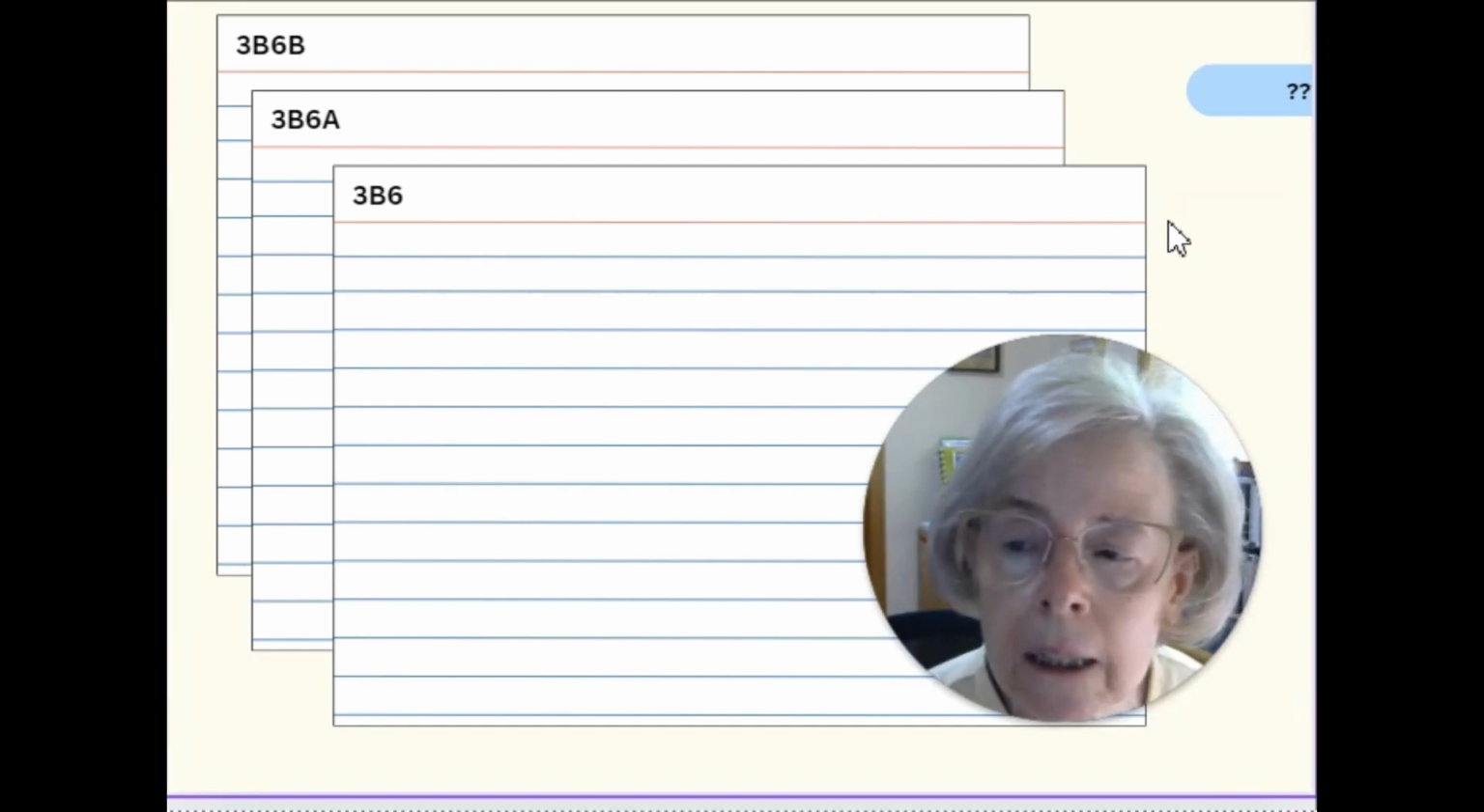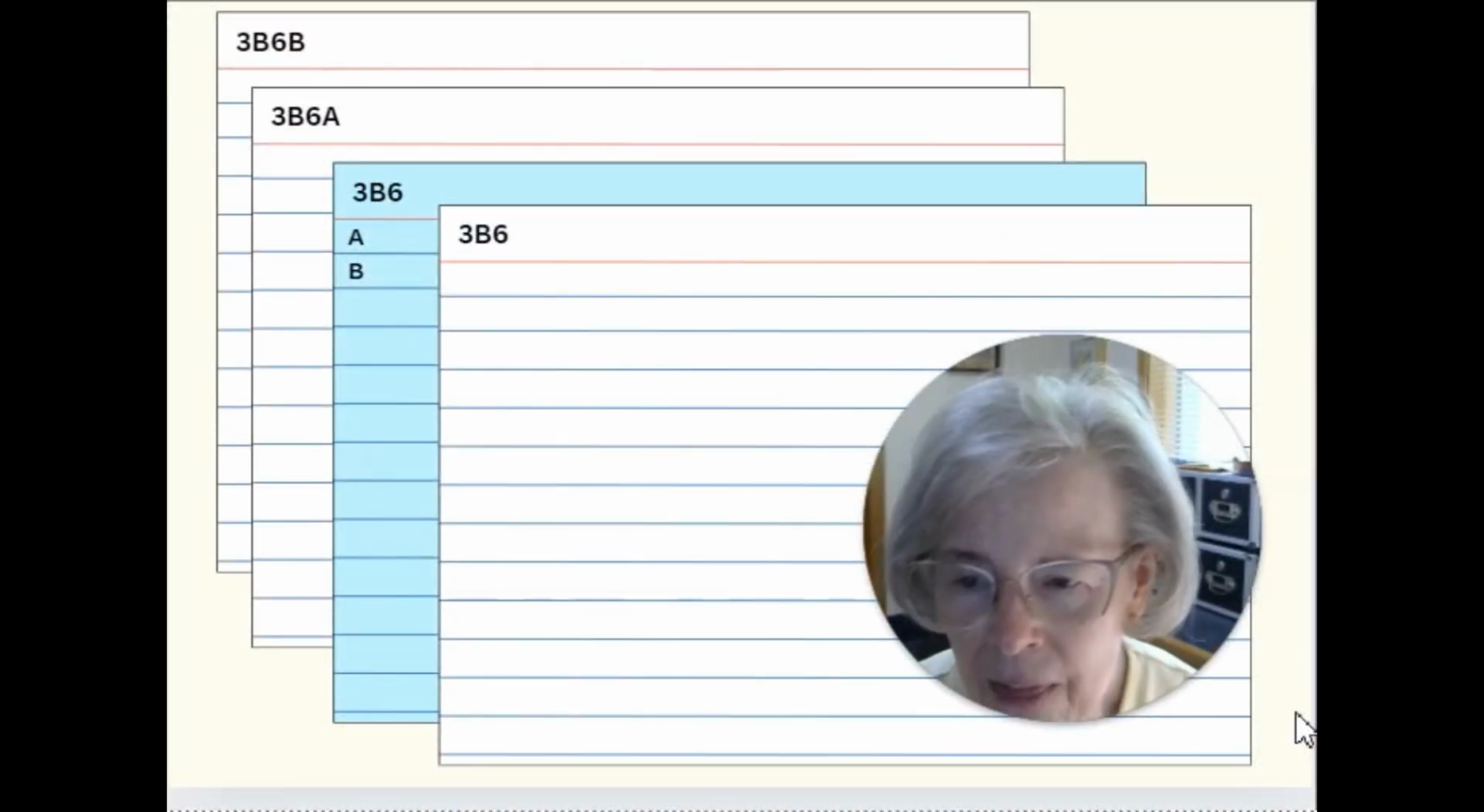And in fact, as those cards grow, it could be quite a long distance from 3B6 if 3B6A goes on and on and on and adds lots of cards behind it. So we're going to do a trick. And this is the only thing in the whole process that's a little bit tricky, and it's not hard. It's just a trick. So let me show you the trick.